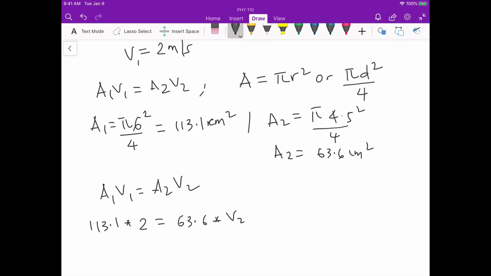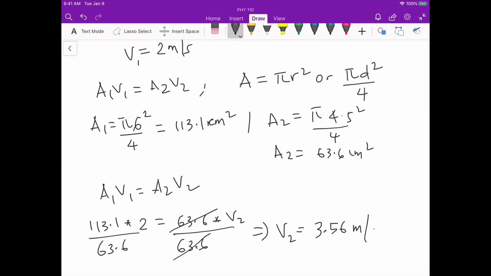To isolate V2, what do you do? You divide both sides by 63.6. Then this will lead to a solution for V2, and V2 is approximately 3.56 meters per second. But anyway, just remember, if the area is constricted, that means if you're letting the water pass through a narrower path, then you should expect a higher speed. So I think this is the end of the material.